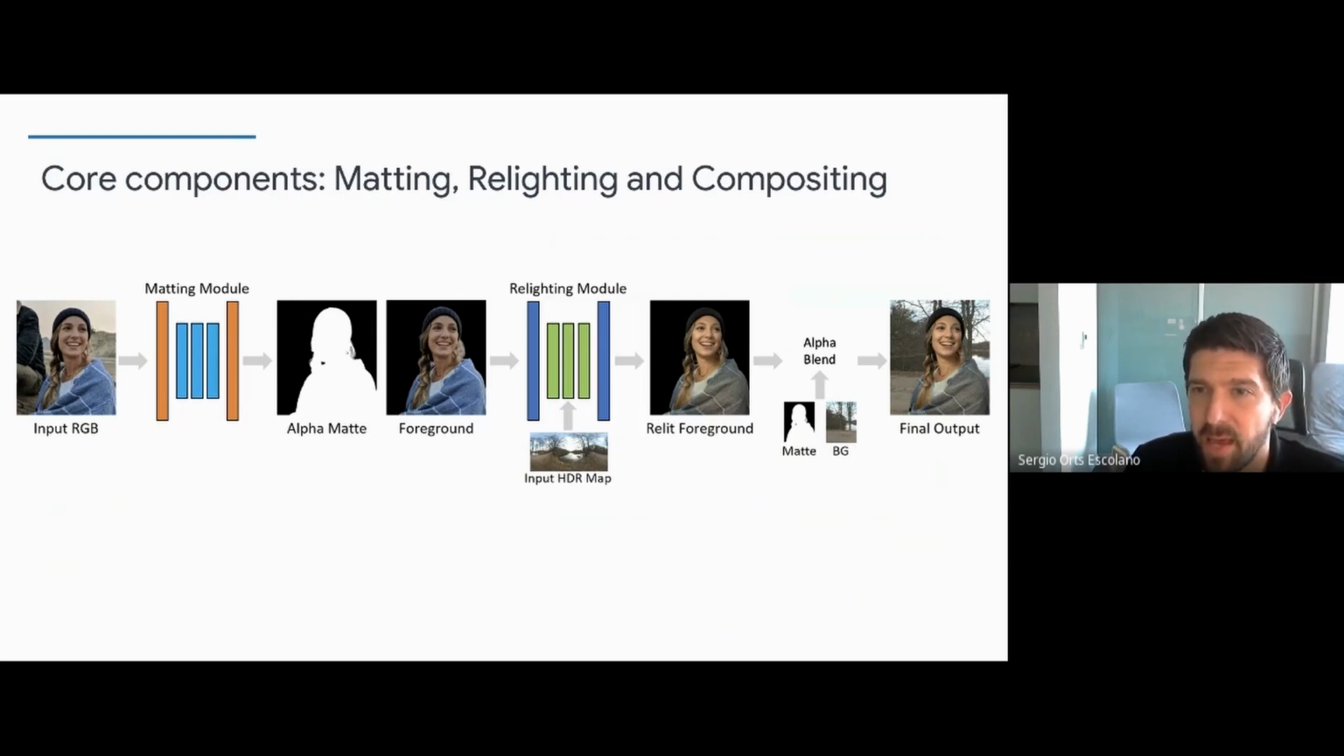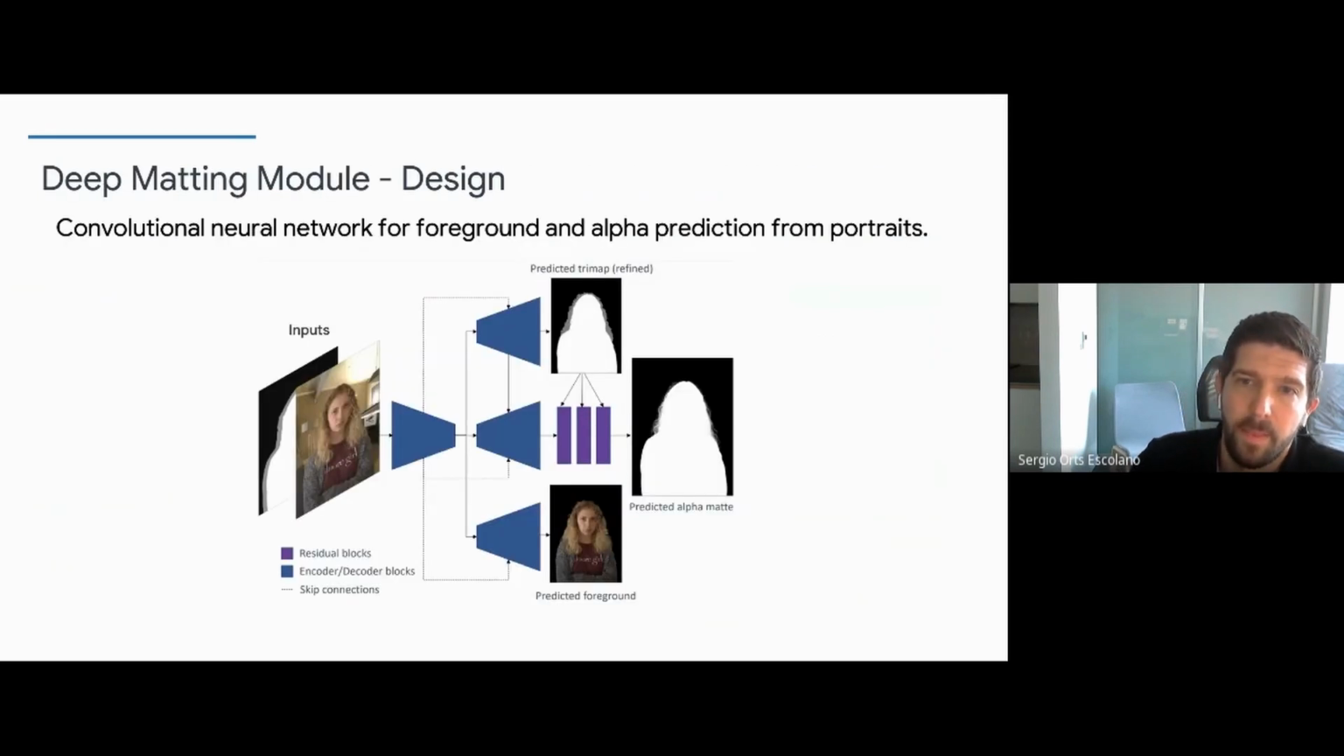Next, we'll take a deep dive into the two machine learned modules for matting and relighting. Let's look at the matting module first. We call this module deep matting. This module takes an input image and a trimap obtained from a coarse segmentation, as the one you could get using a standard off-the-shelf person segmenter.